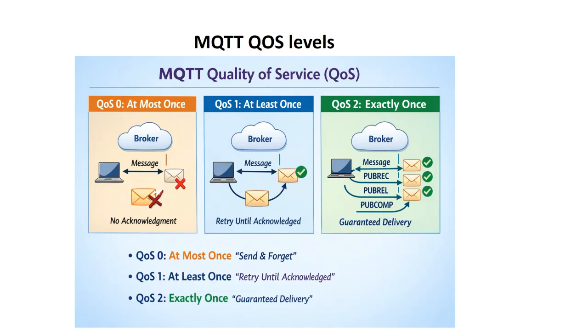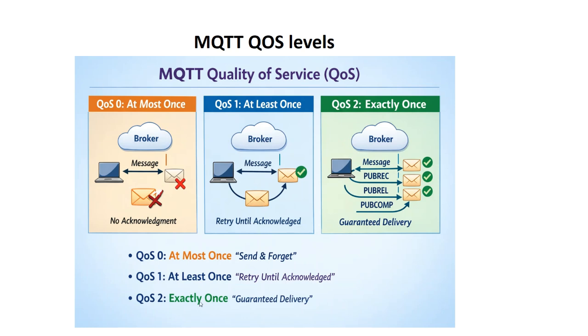For QoS 1, this basically means send at least once. The message is guaranteed to arrive at least once. The broker sends back an acknowledgement, and if no acknowledgement is received, the sender retransmits. The challenge with this is that sometimes there could be duplicate messages sent. This is very important when you have things like alerts or notifications, where duplicates are acceptable but loss is not. Now the last one is QoS 2.